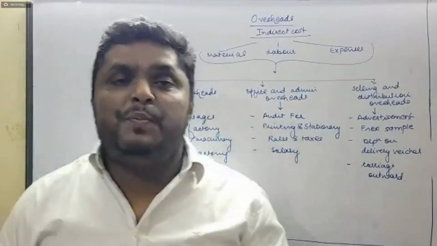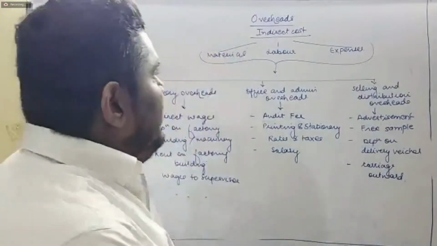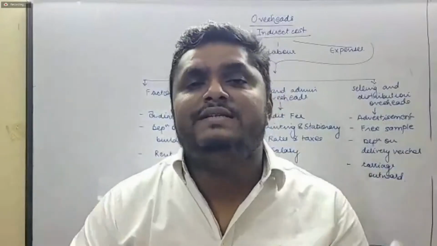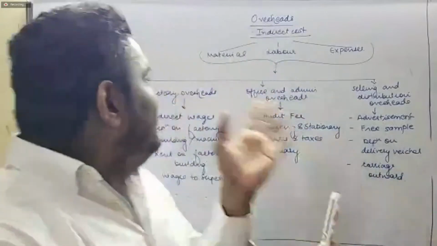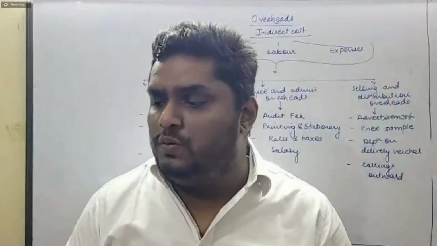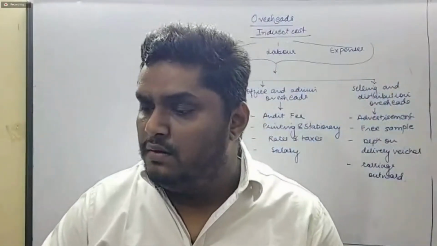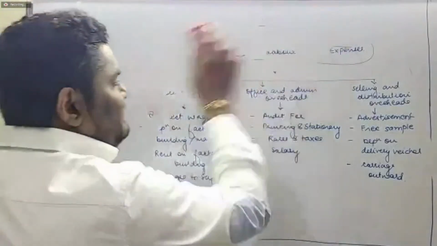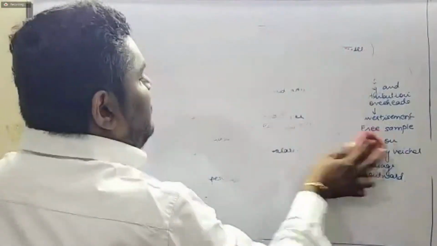So now guys, let's proceed further. I hope you are thorough with what overheads are, that is the indirect cost incurred at 3 stages: factory overhead, office and administration overhead, and selling and distribution overhead. So now let's start with the remaining part of the chapter.